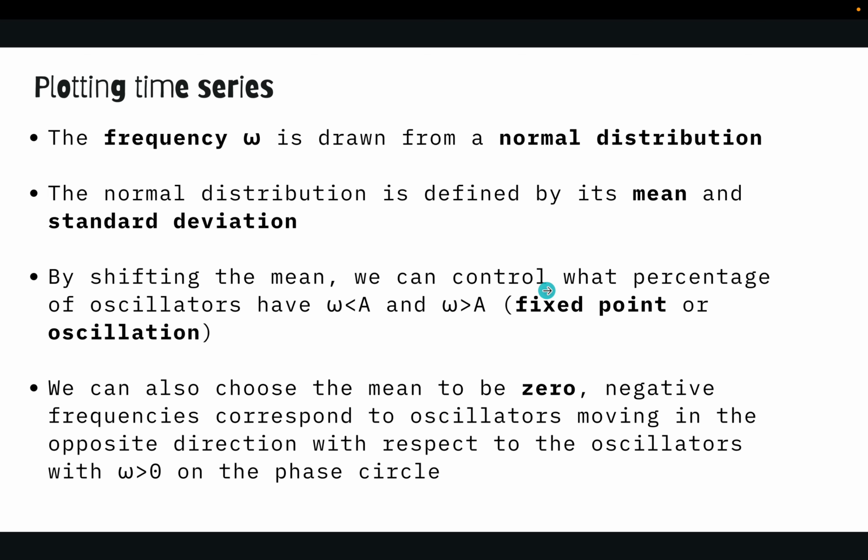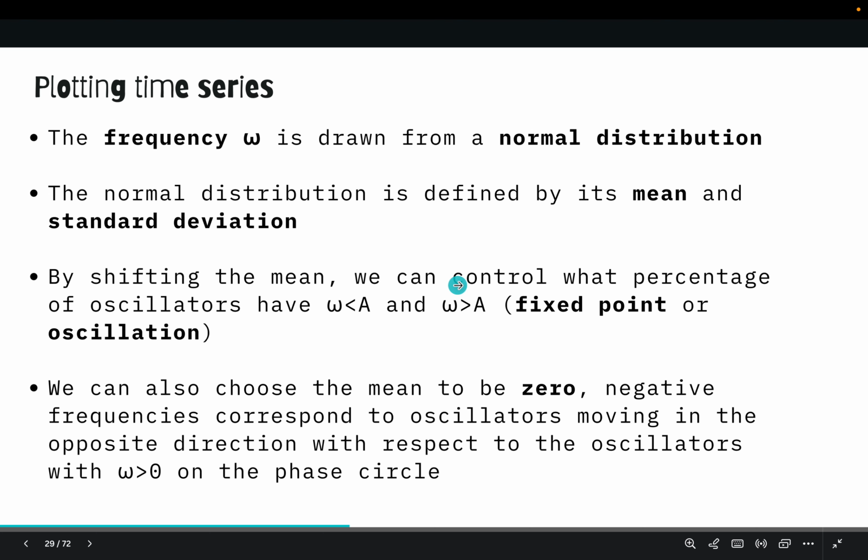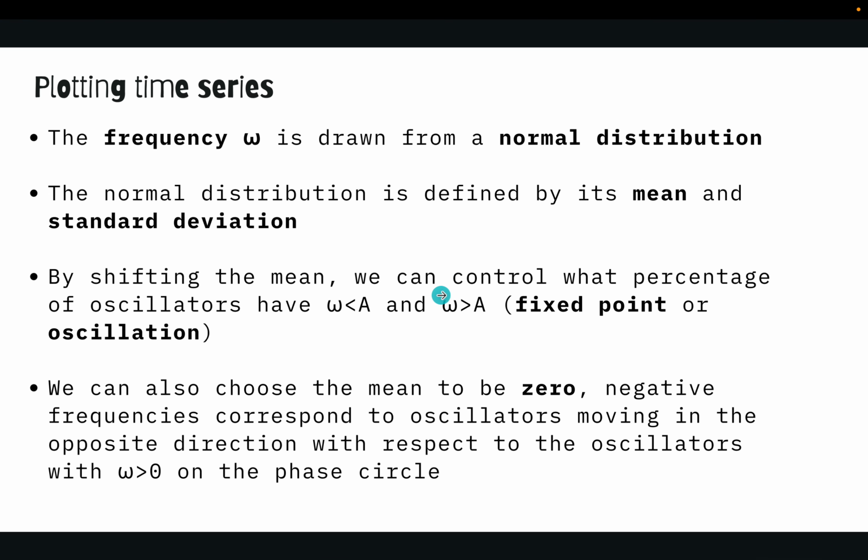For instance, if a is, let's say, 1.1, and you choose the mean 1 and standard deviation 0.2, so basically you have the omegas between 0.8 and 1.2, and you have a as 1.1. So you see that most of the oscillators have omega less than a, because 0.8 to 1.1, and it's only 1.1 to 1.2 for the rest. So you can choose whether you want fixed point behavior, or this drifting oscillation, or continuous oscillation behavior.